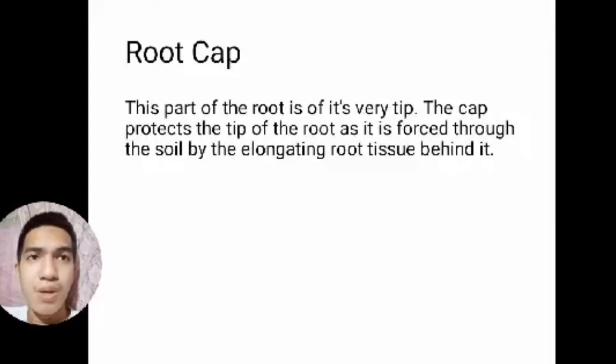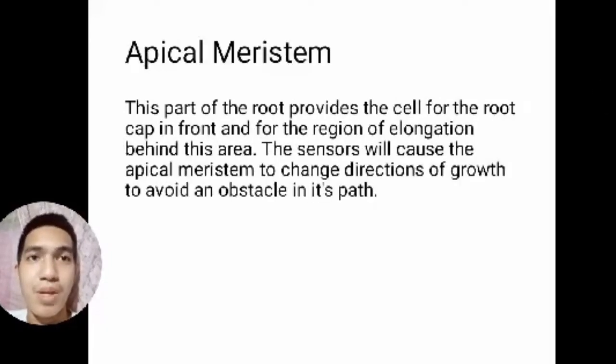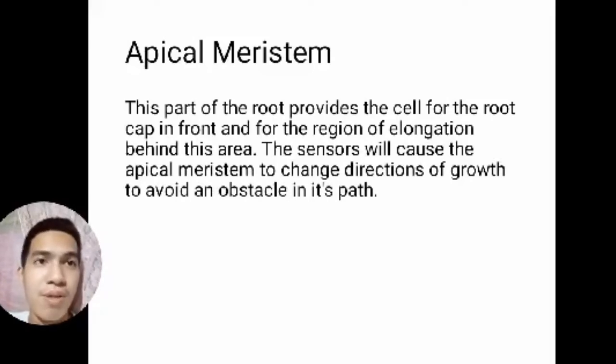Root parts. Root cap. This part of the root is at its very tip. The cap protects the tip of the root as it pushes through the soil, driven by the elongating root tissue behind it. Apical meristem. This part of the root provides the cells for the root cap in front and for the region of elongation behind this area. The sensor will cause the apical meristem to change direction of growth to avoid an obstacle in its path.